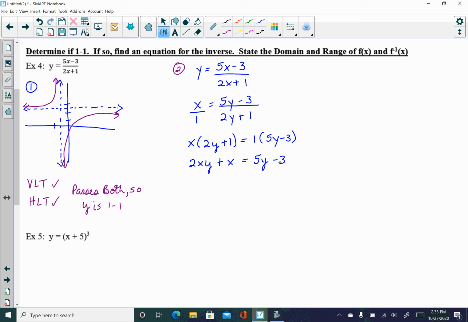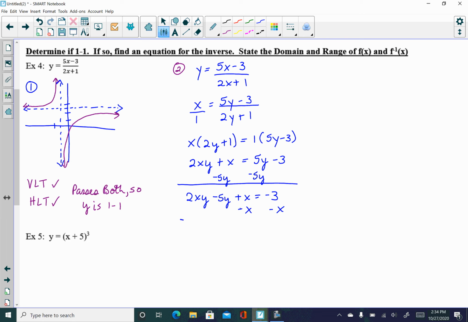Now from here, your end goal is to solve for y again, so the next logical thing would be that I need to get my y's all together. So I'm going to take this 5y to the other side, subtract 5y. That leaves me with 2xy minus 5y plus x equals -3. Next step, I want to get closer to getting the y's all by themselves, so I'm going to pull my x to the other side, so I'm going to subtract x.